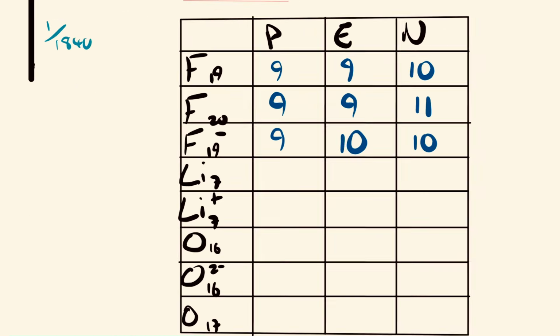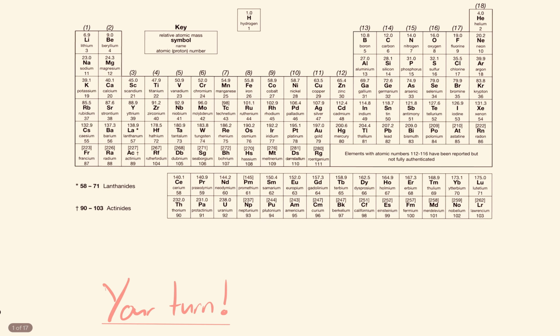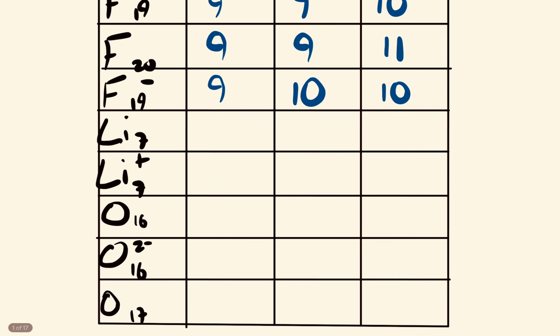So here we've got our lithium. Let's look at our periodic table. Lithium is here. We have a proton number of 3. No charge, so we know we've also got 3 electrons. And our 7 minus our 3 gets us to 4 neutrons. Lithium again, so it must have 3 protons, but we have a charge here. Electrons are negatively charged, so it must have lost an electron, so we only have 2 electrons. We still have 4 neutrons.